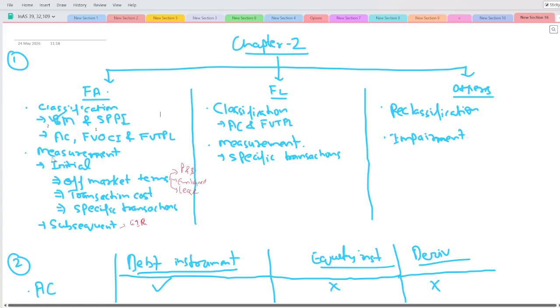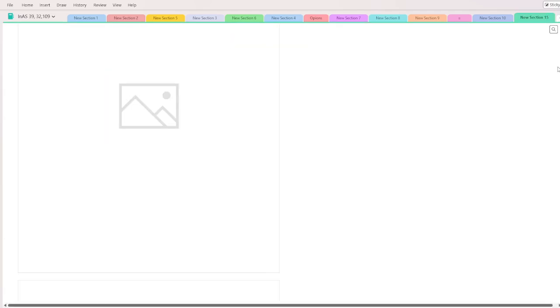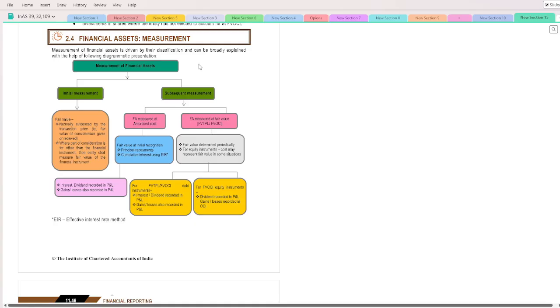Now coming to the second main point. The first point was the classification under the financial asset, and the second point is the measurement. Here we will be discussing the initial recognition and the subsequent recognition. Starting with it, I just need to flip to the study material. So here is the financial asset measurement.